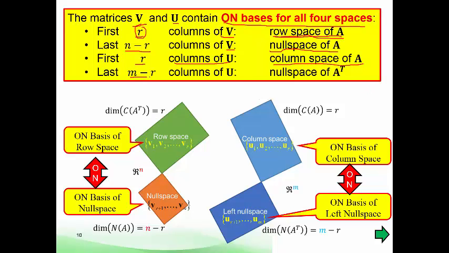And then the last M minus R columns of U are an orthonormal basis for the null space of A transpose, or the left null space. And so we are just showing this picture down here that we've seen already, showing where each of these things is. So this is just a one-stop picture to see the space structure of all of this.